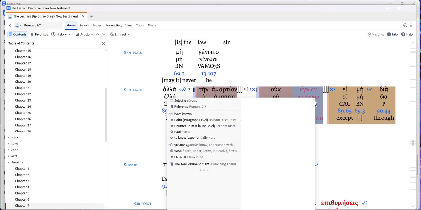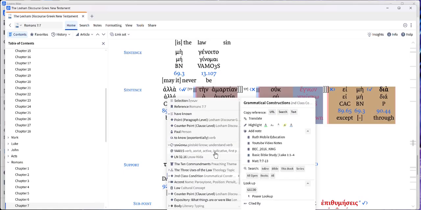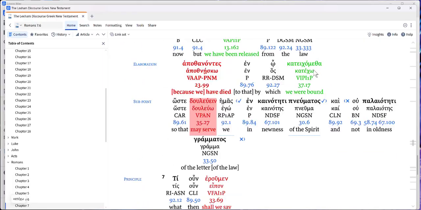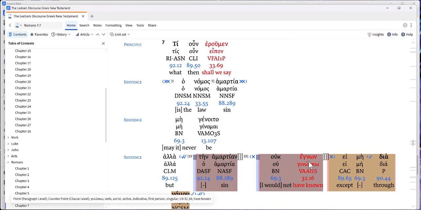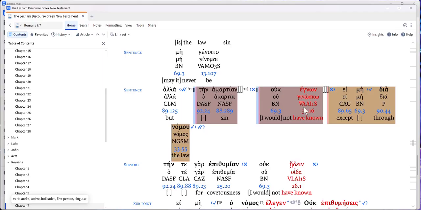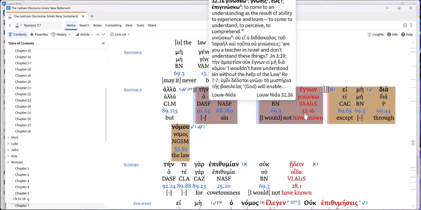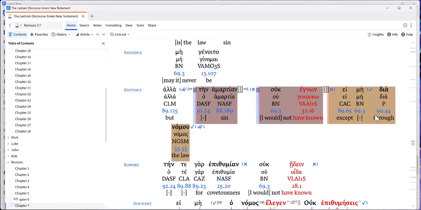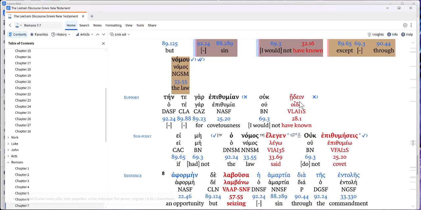So right here is our other aorist. This is talking about a past event. So if it was not for sin, I would not have known what covetousness was. So here is the condition, this would be the protasis, and this would be the apodosis.